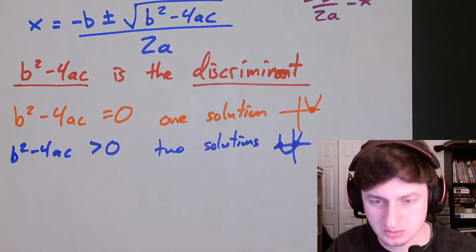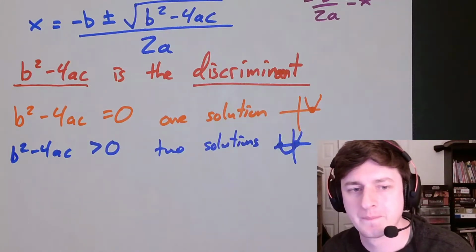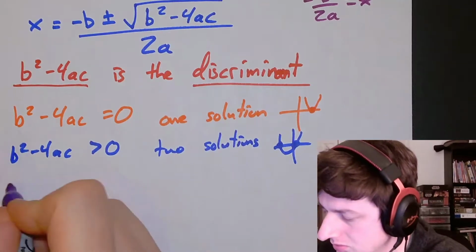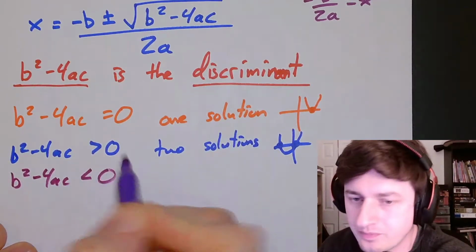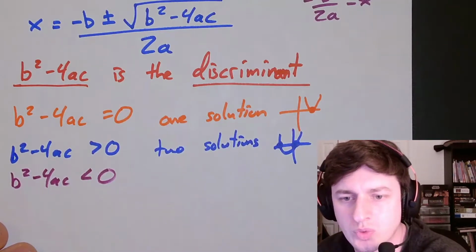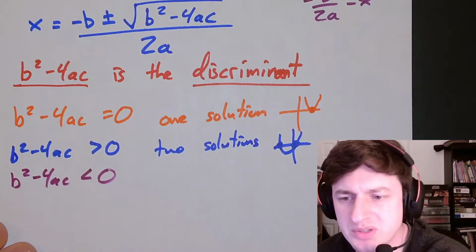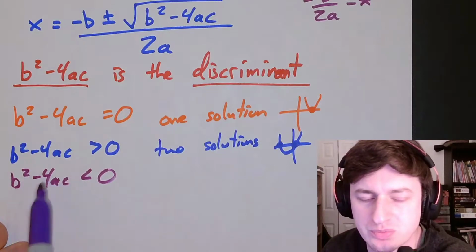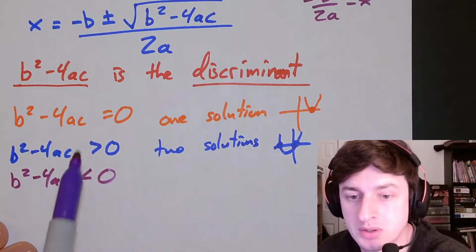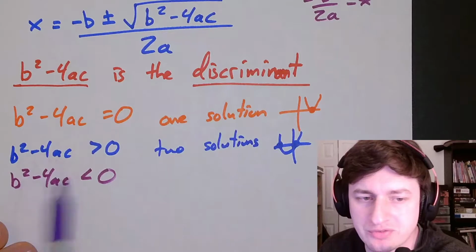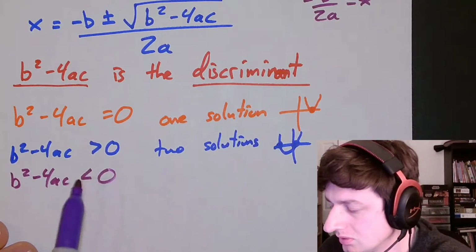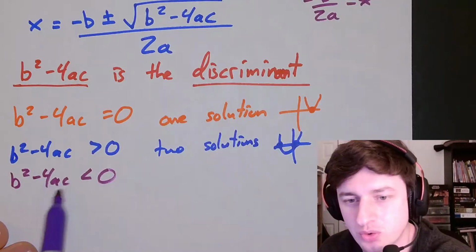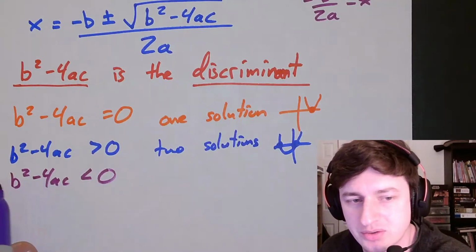Switch colors again. What if it's negative? Right, that means smaller than 0. This number has to be smaller than 0, so it's going to be a negative number. These could be fractions here, but we're talking about positive and negative when we mean less than 0. So this means that the 4ac is bigger than the b squared.